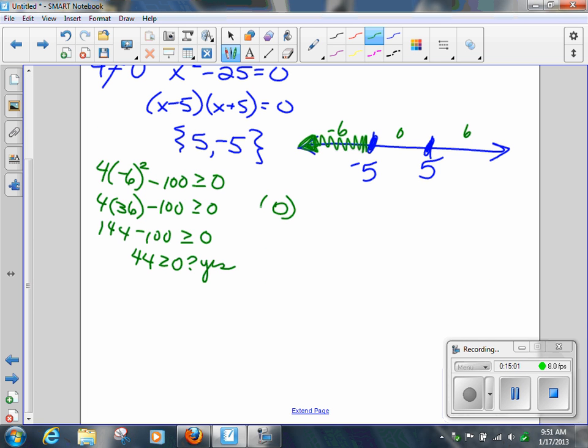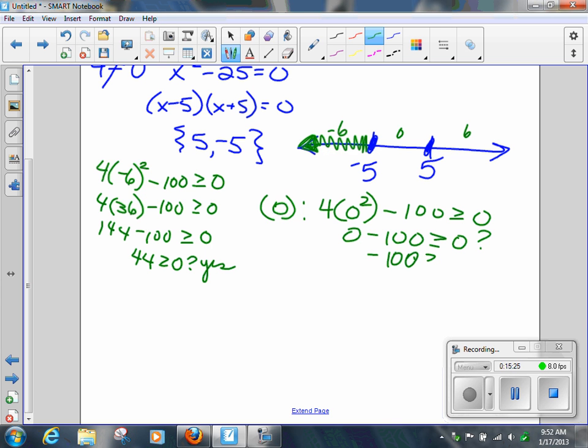Check it here. What do we have? 4 times 0 squared minus 100. We got 0 minus 100, folks. Is that greater than or equal to 0? It's up here. Is it greater than or equal to 0? Negative 100 is not shaded, right? Check the 6.